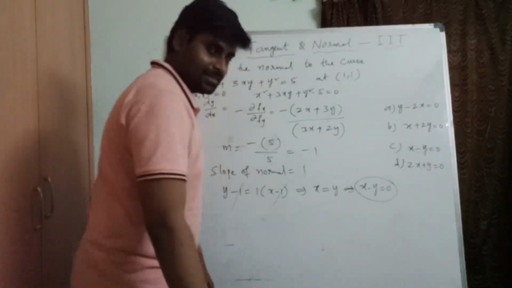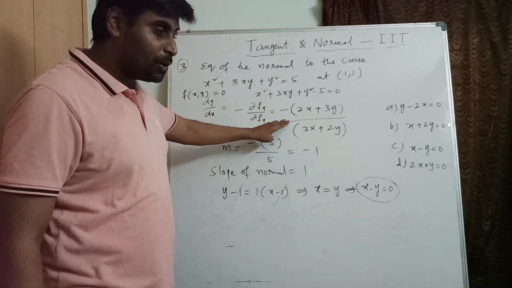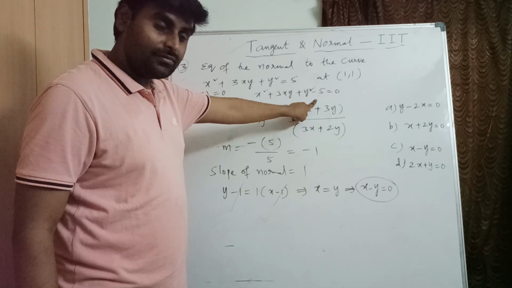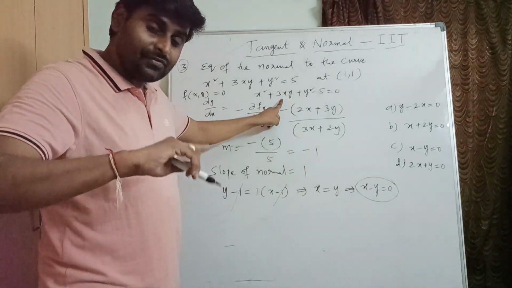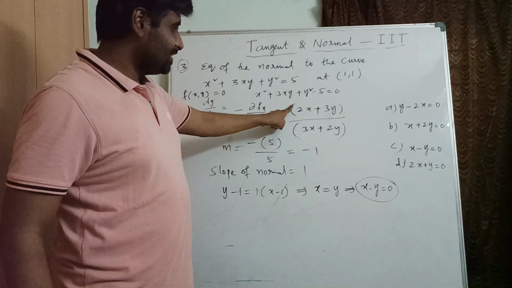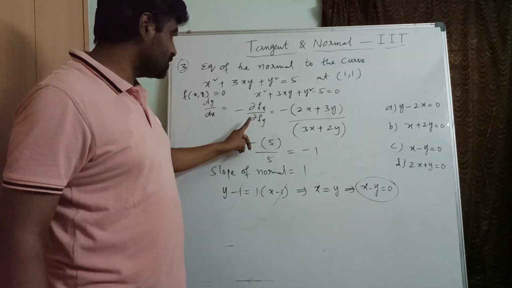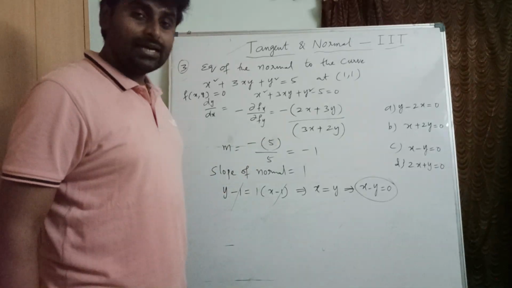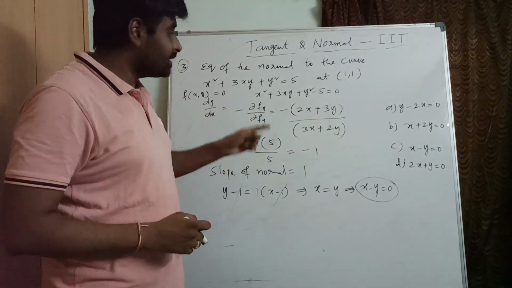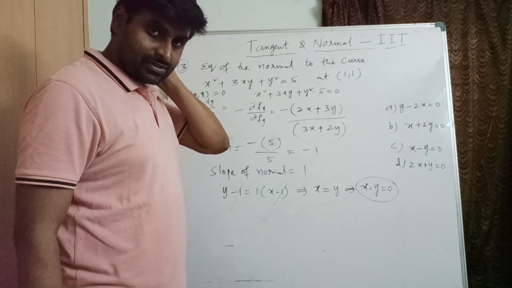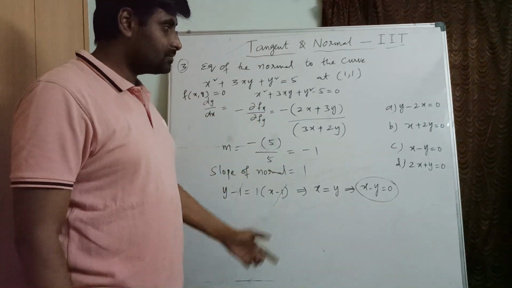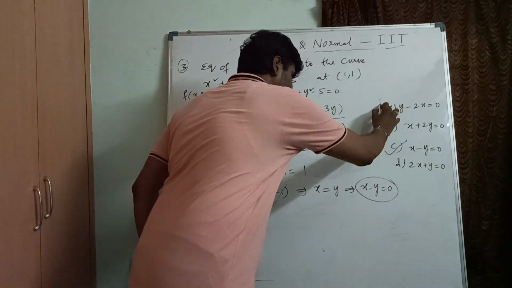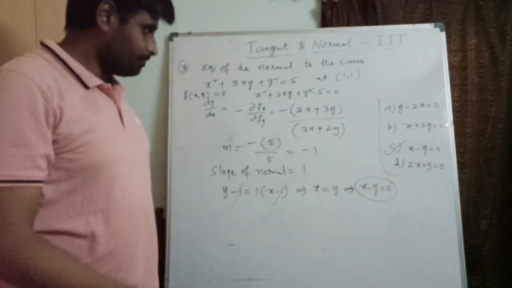Clear? It's very easy. The only thing to understand is how to derive an implicit function, the function given in terms of x and y together. Deriving that is very easy using this shortcut, minus ∂f/∂x by ∂f/∂y. Then it is easy to find the required thing, whether it is the equation of tangent or normal. So which of the following options is correct here? Option C. Hope you have understood. Make a note of it.